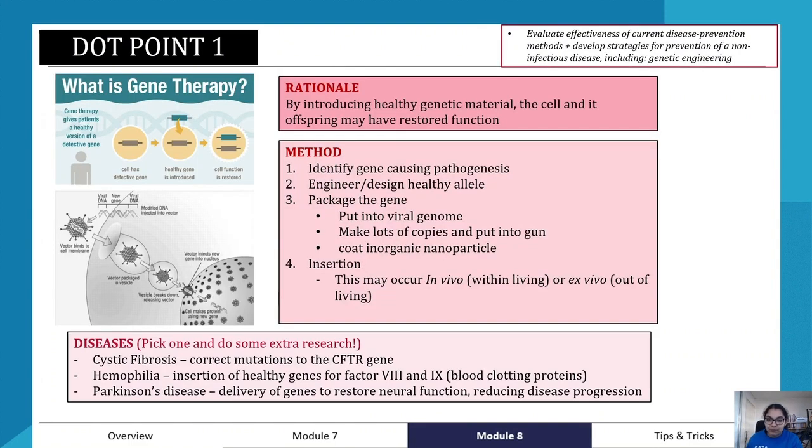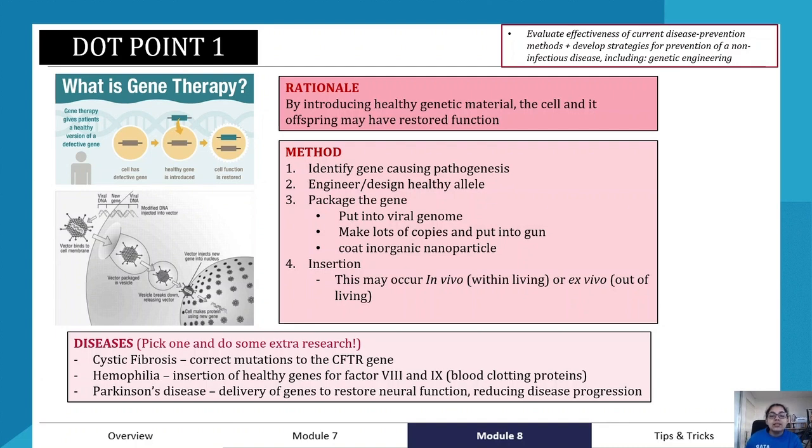Now, evaluating effectiveness of current disease prevention methods, and also developing strategies for prevention of a non-infectious disease, including genetic engineering. So this is something you would have looked at in Module 6, and we're now following through with it. So gene therapy, what are we focusing on? By introducing healthy genetic material, the cell and its offspring can have restored function. We want to restore the function by introducing healthy material.